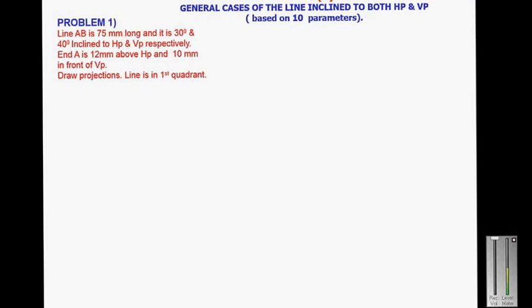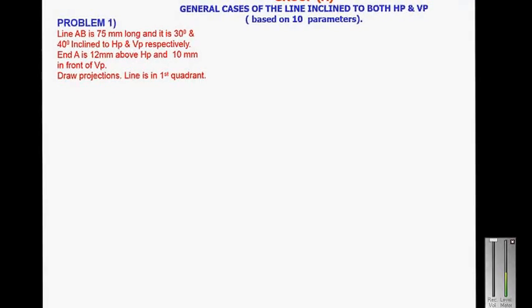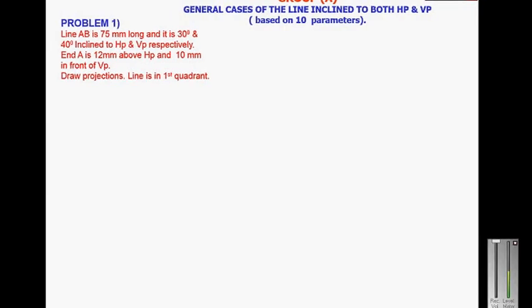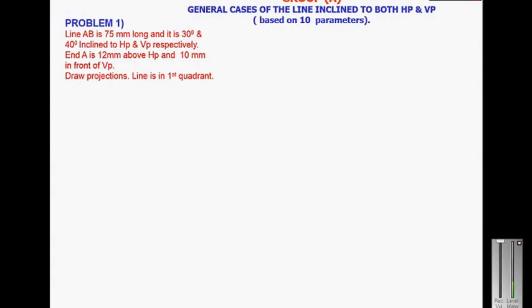The first case is, see, this is a problem. The line AB is 75 millimeter long, which means the true length of the line is 75 millimeter, and it is 30 degree with HP and 40 degree with VP. So theta is 30 degree and phi is 40 degree, and end A is 12 millimeter above HP and 10 millimeter in front of VP. So point A is in the first quadrant, so A dash will be above the XY line and A will be below the XY line. So draw its projections.